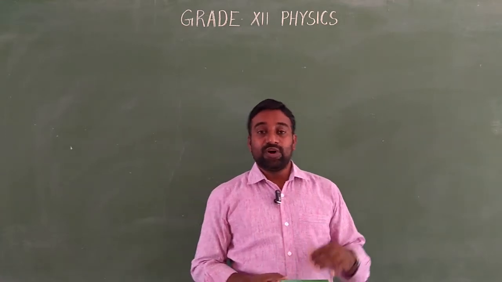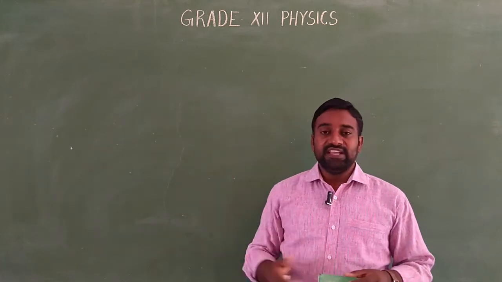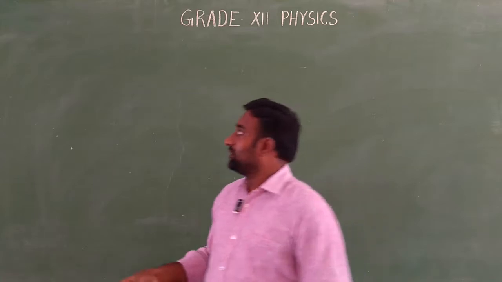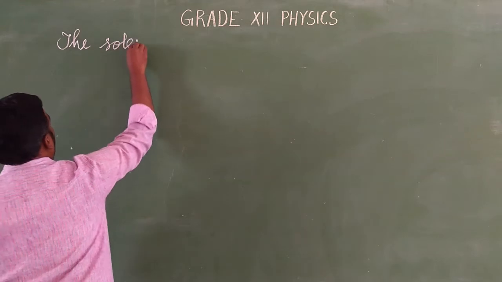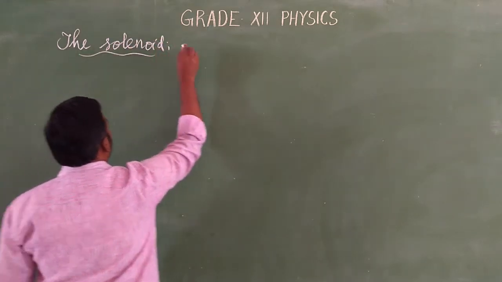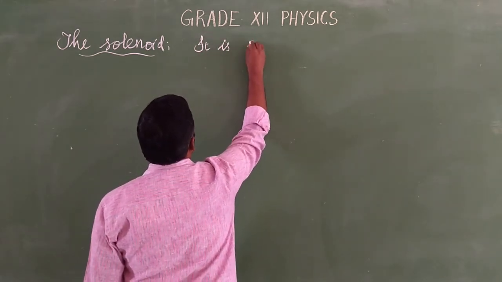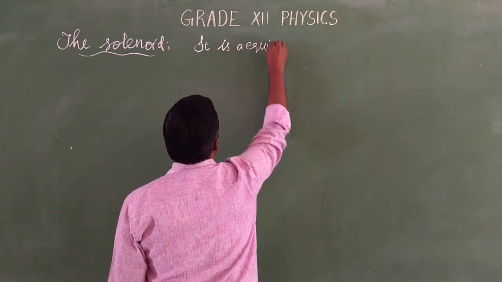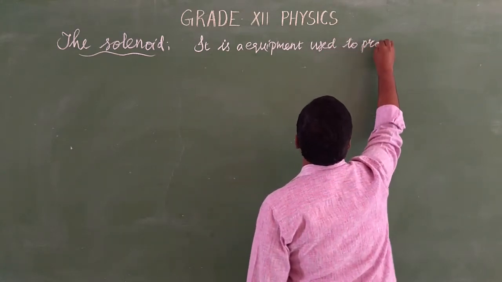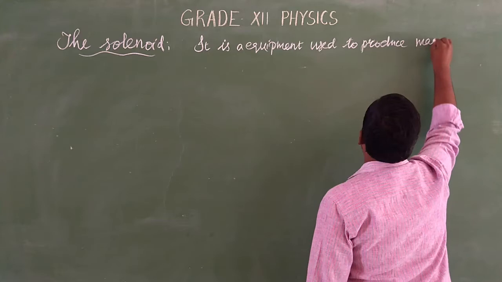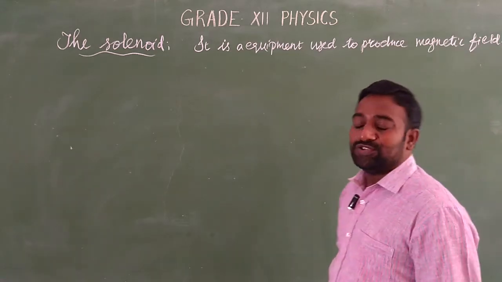What we studied in our 10th standard, the same we are going to look at more deeply: the solenoid and the toroid. First, the solenoid. What is a solenoid? It is an instrument or equipment used to produce a magnetic field. A solenoid is an equipment used to produce magnetic field.